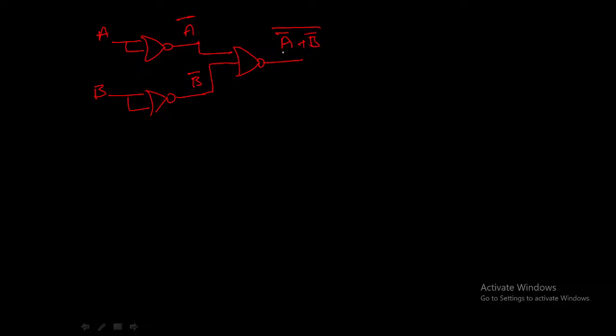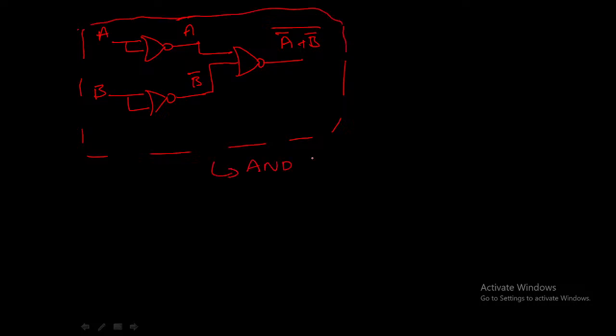So this is nothing but an AND gate. This total logic diagram is nothing but our AND gate. So this is how we are going to build an AND gate using NOR gates.